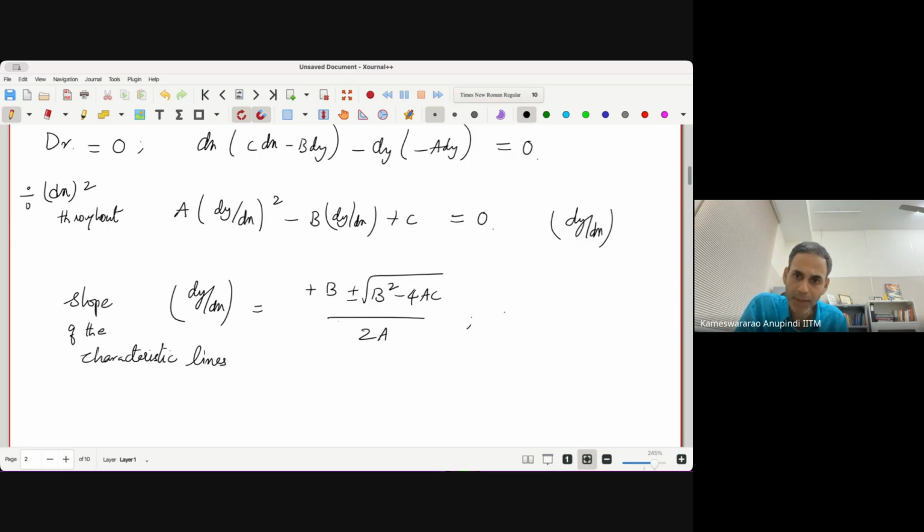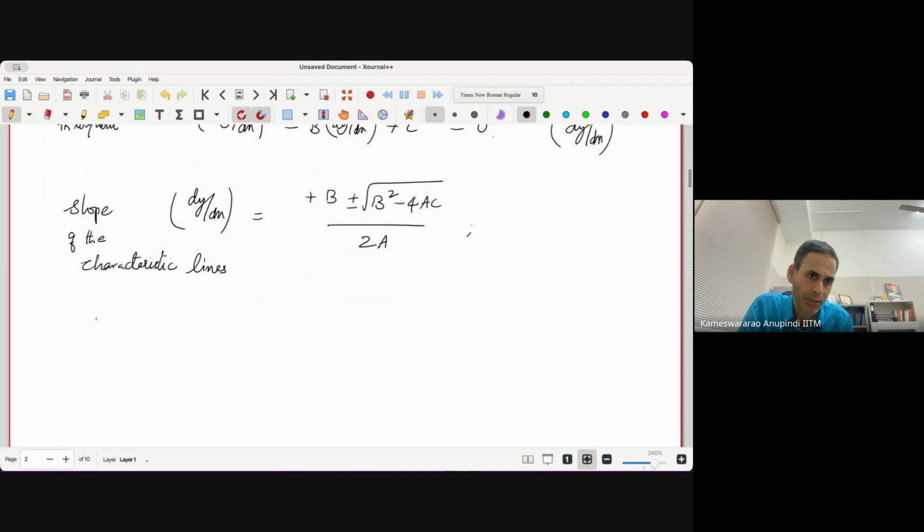Then we also know from algebra, from calculus, that depending on the value of this discriminant, that is b square minus 4ac, the number of roots will differ. For example, if b square minus 4ac is less than 0, then there are no real slopes or no real characteristics, right? Because this is going to be an imaginary number.